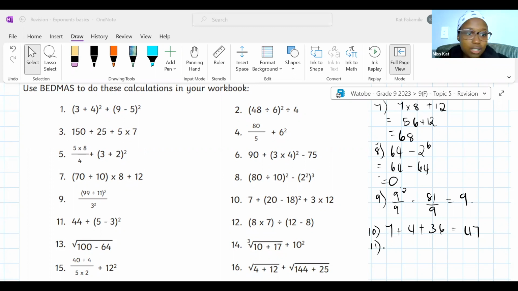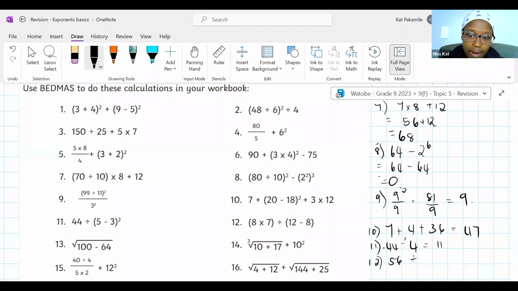I love the participation and answers in the chat. 11 is 44 divided by 4. So that's 11. Oh, they like this trend. Number 9 is 9, number 11 is 11. I see them. I see them. It's 56 divided by 4. 4, 8, 12, 16, that will be 14. Okay. I see your answers. I see your answers. Please check yourselves. I hope we're marking as we go.